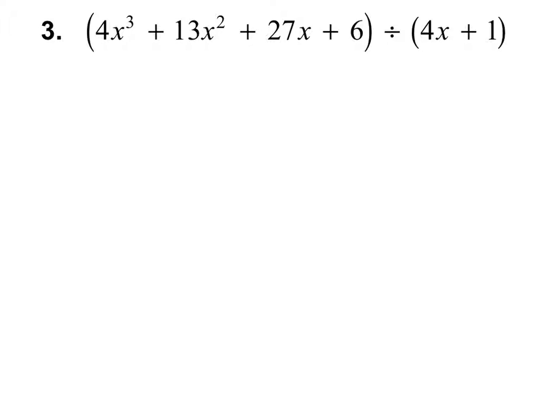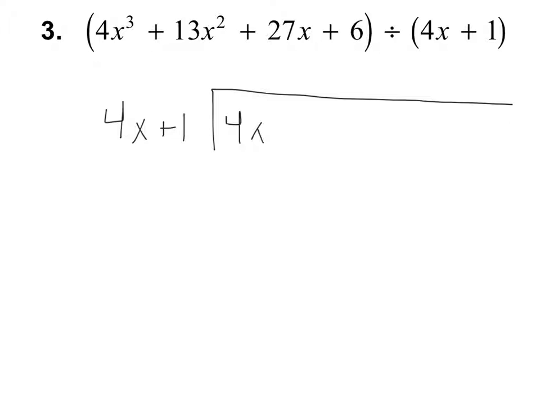Okay, so let's try this now using long division. We'll start off with the problem. You put what your divisor is, what you're dividing by, on the outside, and then you put your division sign. So we have 4x to the third, plus 13x squared, plus 27x, plus 6. Essentially, you're going to do the same thing.